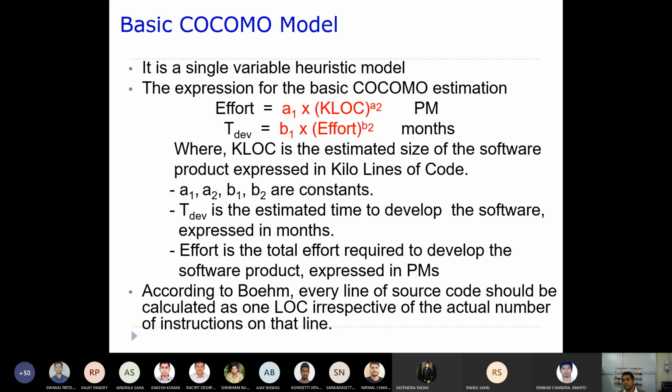As I told you before, some programmers may write the actual number of instructions on a single line, or they may write the same instruction spanning different lines of code. What Boehm assumed here is that he counted only the number of lines of code. He has not taken that into account.